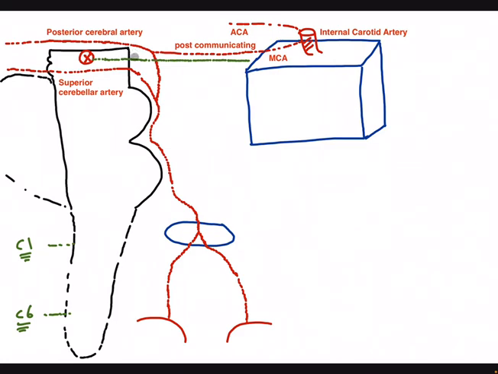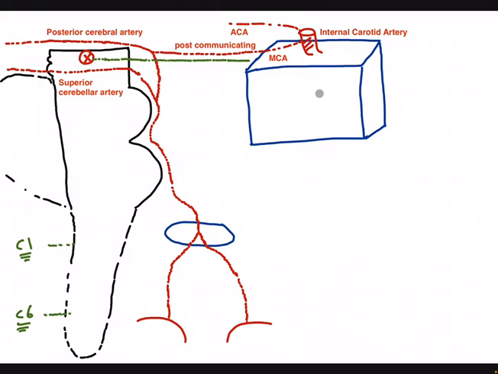Once the oculomotor nerve leaves the midbrain and enters into the interpeduncular fossa, it passes below the posterior cerebral artery, as we can see, and above the superior cerebellar artery, and it moves anteriorly parallel to the posterior communicating artery until it approaches the cavernous sinus.